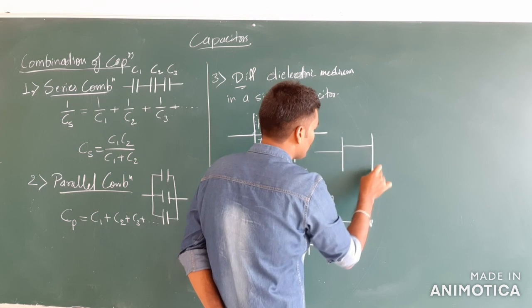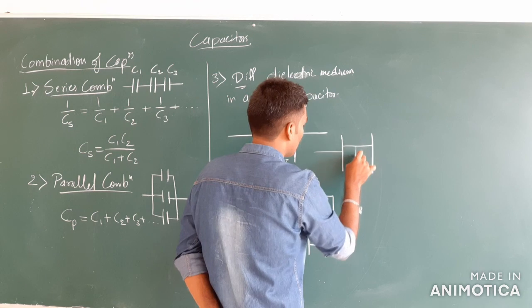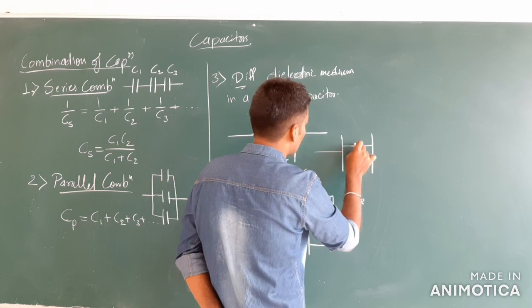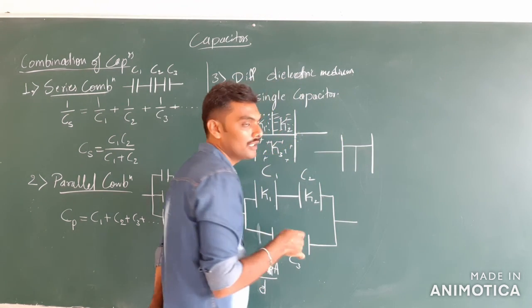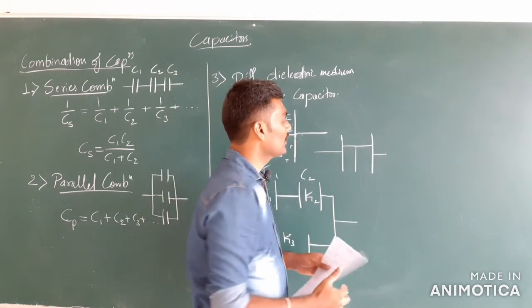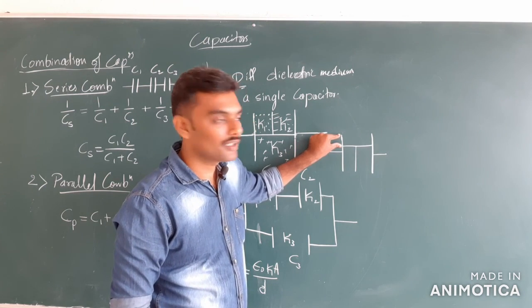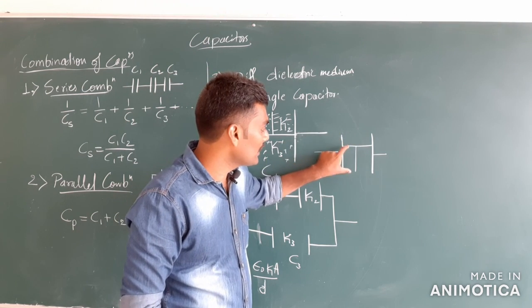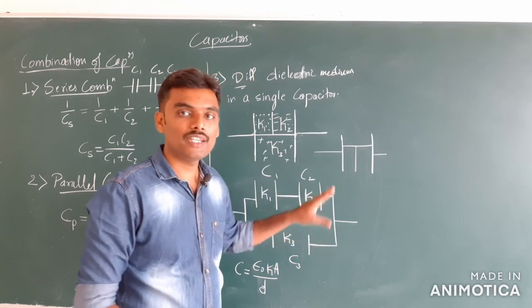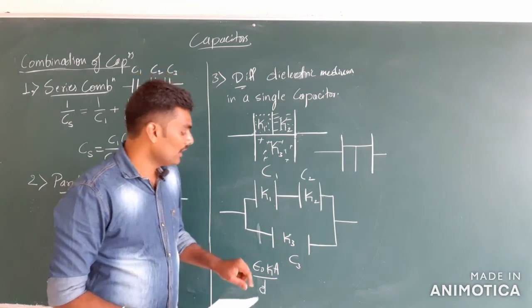If we have a different kind of division, say like this, then we should look carefully to the given data. What is the length given for the first medium and length given for the second and third medium? Then you should choose the proper area. Be careful with that.